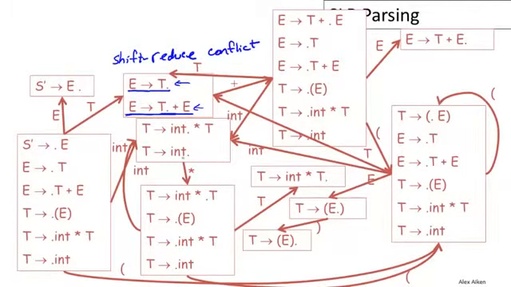Now, that's not the only conflict in this grammar, though. In this state here, we have a very similar problem. Here we could shift if the next input is a times, or we could reduce by t goes to int. And so this state also has a shift-reduce conflict.